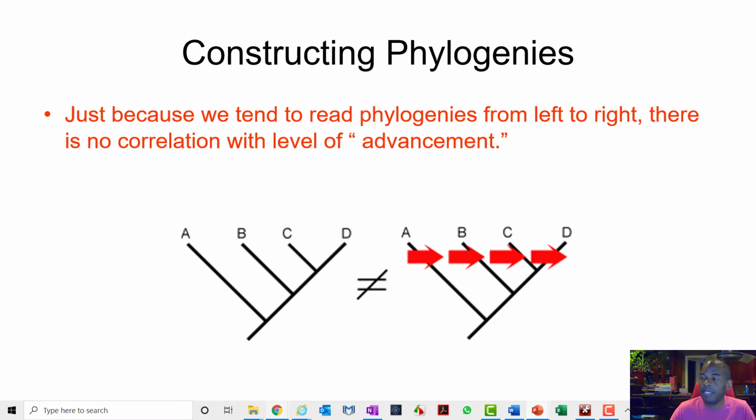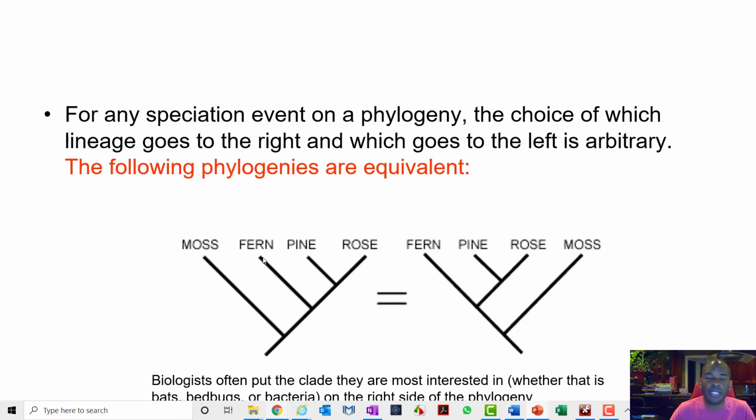Now, the interesting thing about phylogenetic trees is that you can draw them in a variety of ways. So here's one way. This is the classic way, with the pine and the rose here. But I can also do this. If I look at this phylogenetic tree on the right, the pine and the rose are still the two most closely related, with the fern being third and then the moss being fourth.